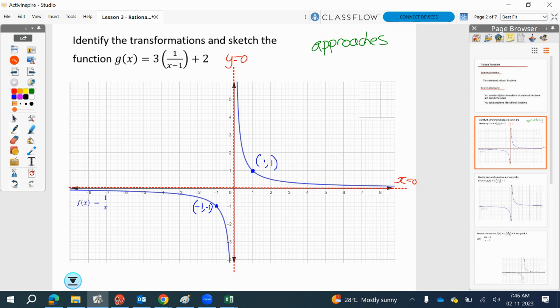So with the absolute value function, you can't do a reflection in the y axis, you only do it with the x axis. You can with this one.